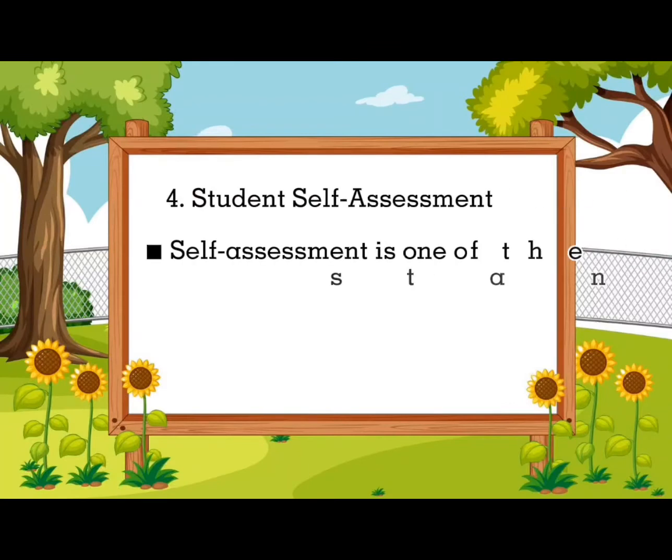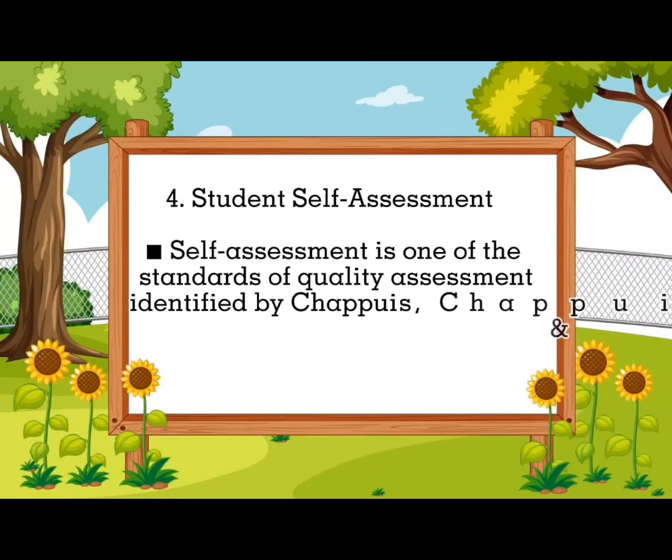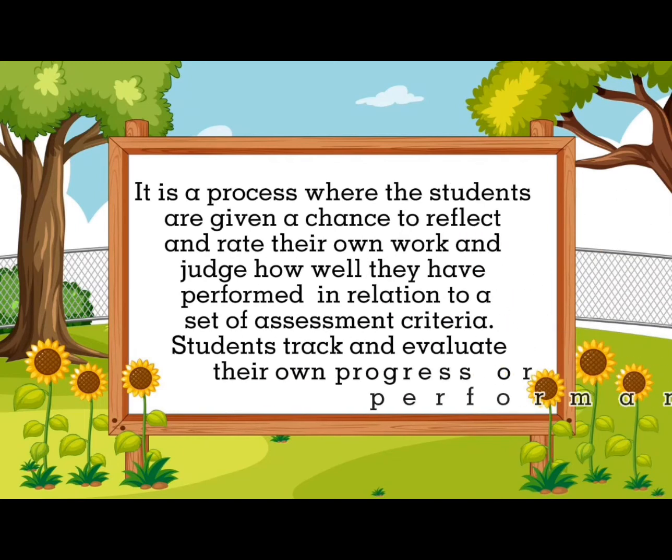Number 4, student self-assessment. Self-assessment is one of the standards of quality assessment identified by Stiggins in 2009. It is a process where the students are given a chance to reflect and rate their own work and judge how well they have performed in relation to a set of assessment criteria. Students track and evaluate their own progress or performance.